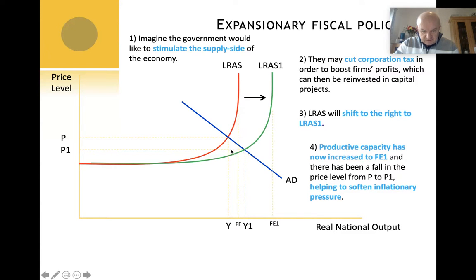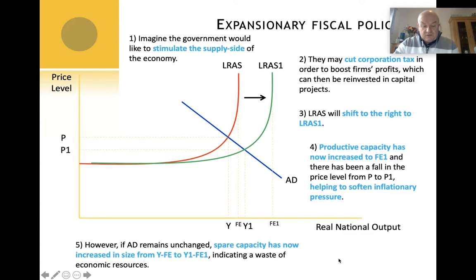So effectively, aggregate demand has not changed as such at this point, but P1, our price, and also the level of demand has shifted, and that's hopefully going to, due to that extra productive capacity, help to soften any inflationary pressures.